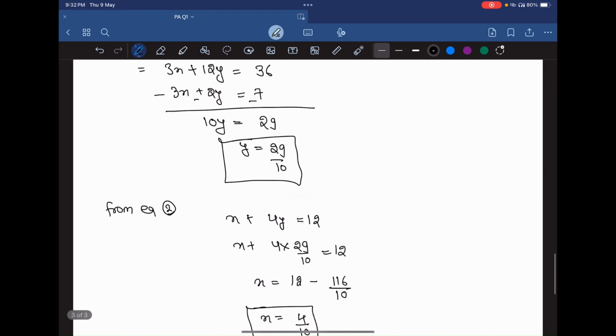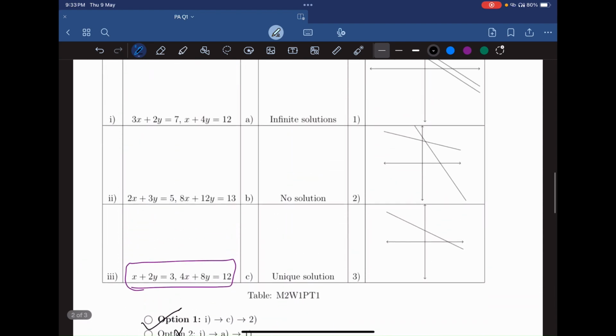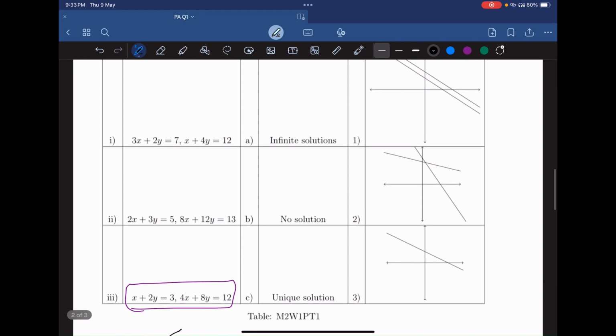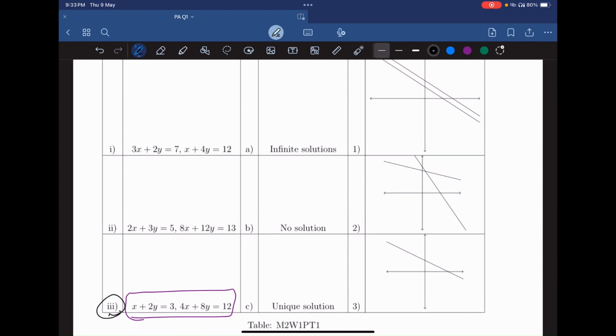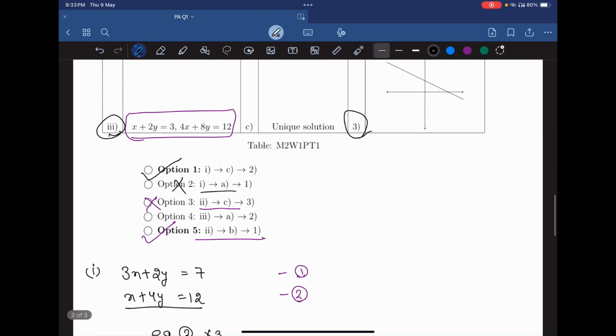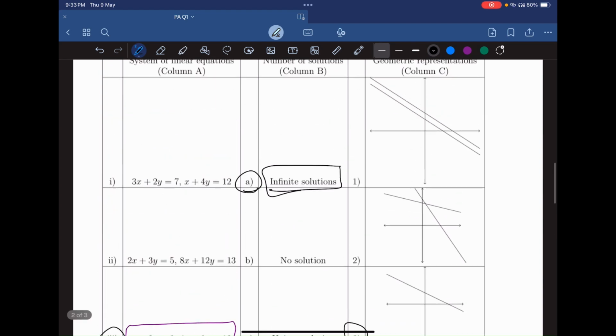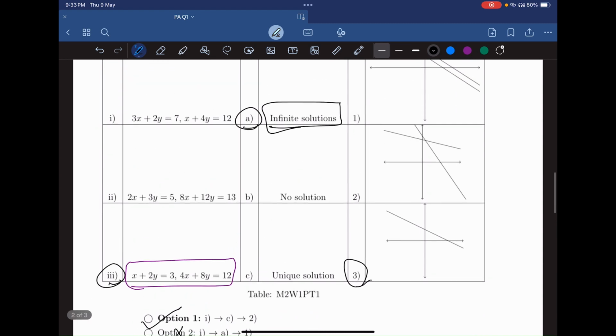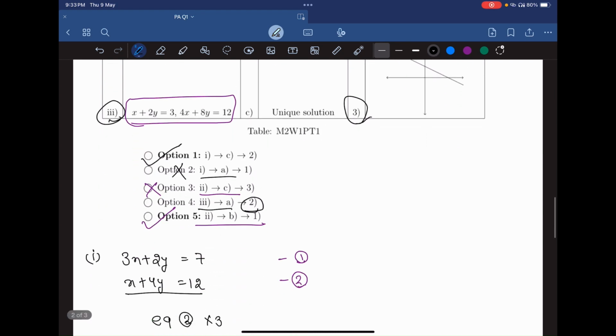So in that case, the infinitely many solutions case will occur, as we have two variables but one equation. So the third will match with A, infinite solution. And in the case of infinite solutions, there will be only one line. So that is 3. Hence, option 4 says that third will match with A, that is correct, but it will match with 2, that is incorrect, as 2 represents the case of unique solution. Hence, the fourth option would be wrong.